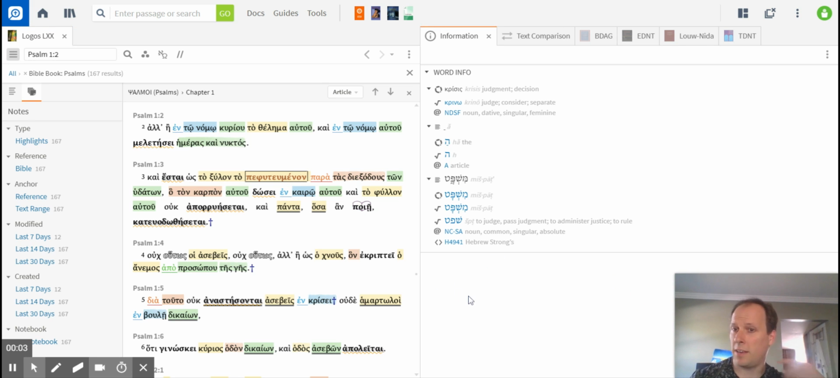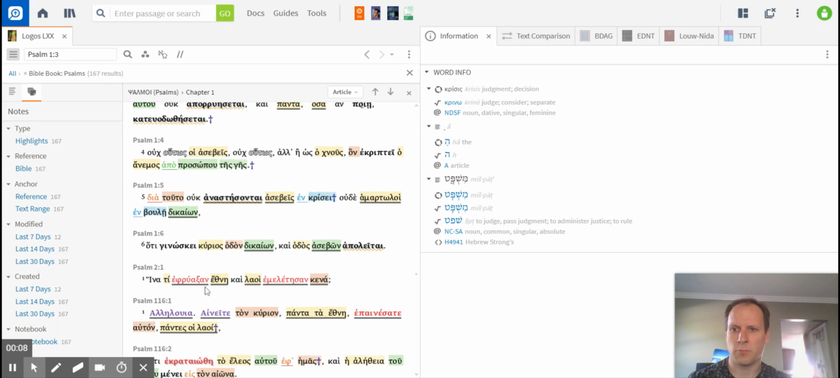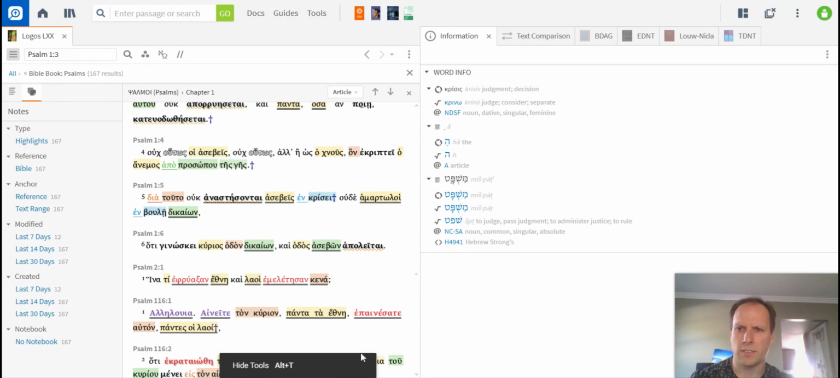Wanted to go ahead and start working on Psalm 1:5. Really enjoying going through this, and it's really keeping my skills kind of honed. So let's go ahead and read the passage in Greek.